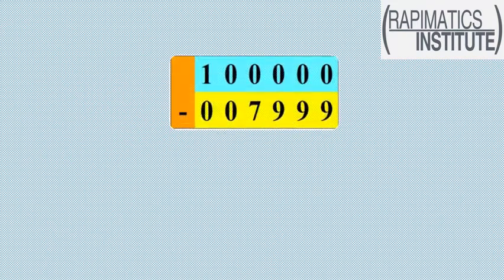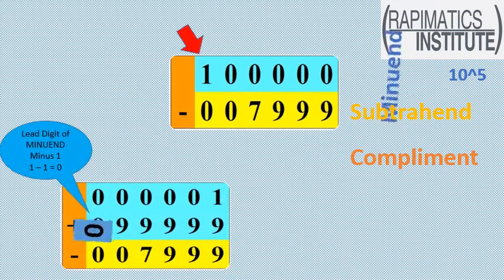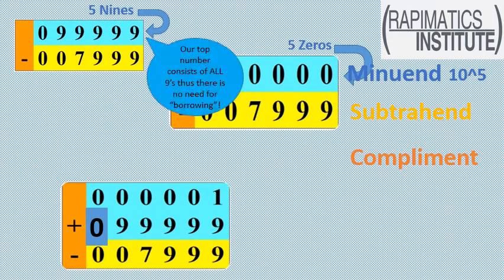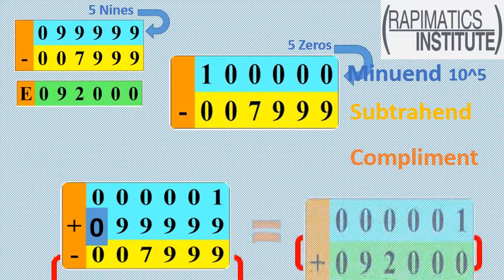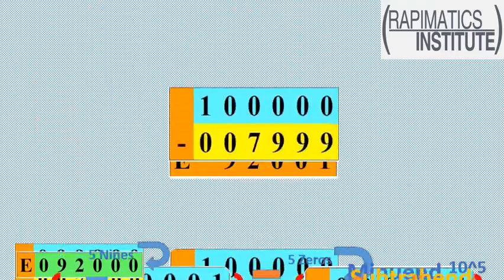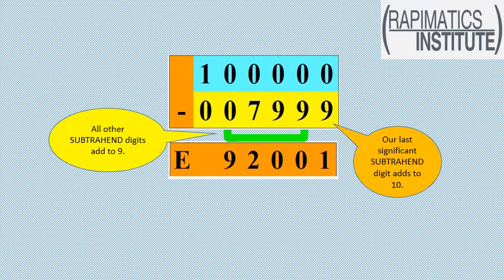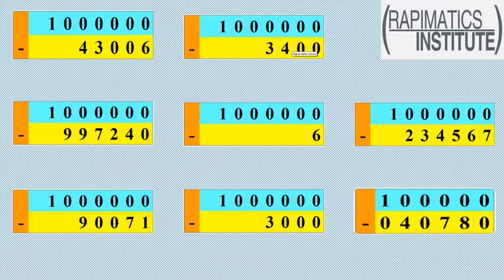Last example, I'll just pull this one up very quickly so you can see how this is done. And then we're going to do one last quiz here. And hopefully, by the end of this lesson, you'll have mastered complementary subtraction. Again, our last significant digit adds up to 10. All our digits add up to 9. Now solve these, please. Pause.